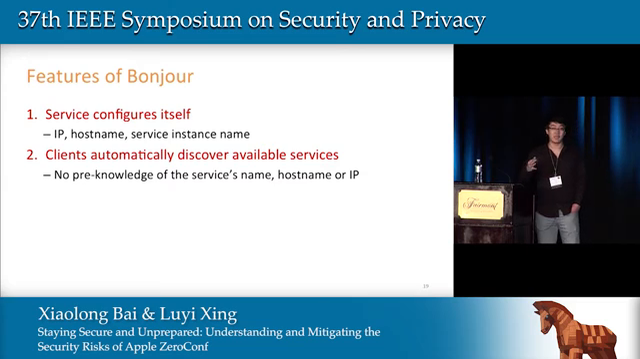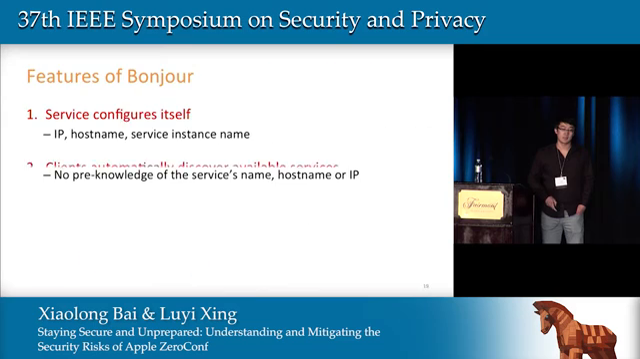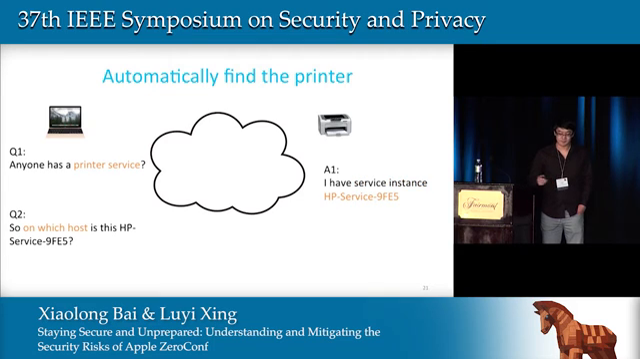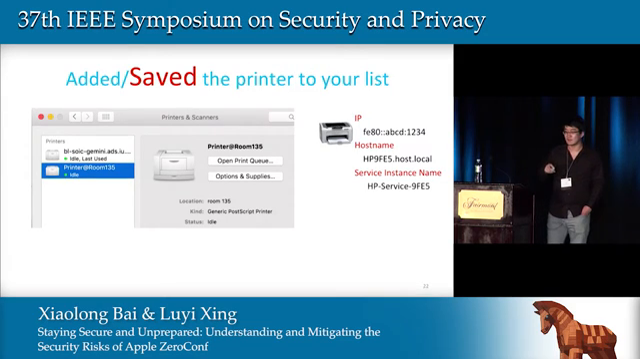Next, let's see how a client is able to automatically discover this new printer. The client, the MacBook, asks a couple of questions to the network. Anyone has a printer service? The printer will say, I have one. Next, on which host is this service? The printer will say, it's on host, blah, blah. So the client is able to find this new printer and add this printer to your printer list.